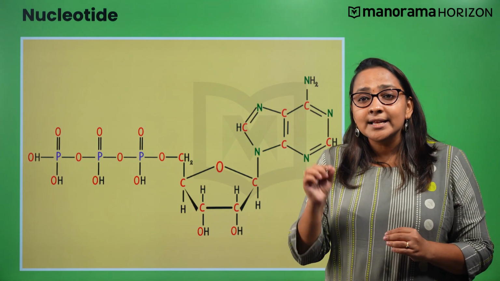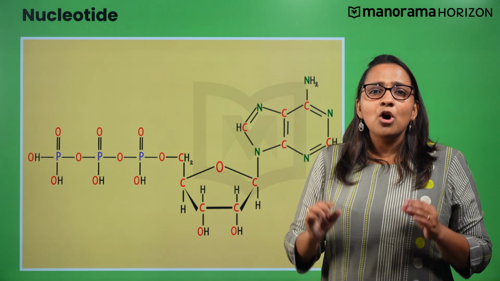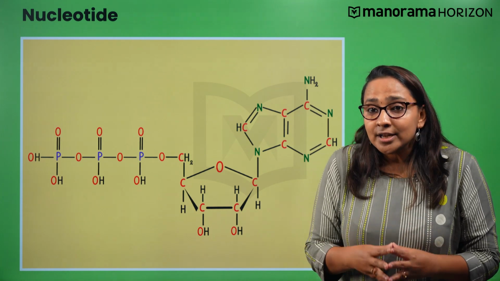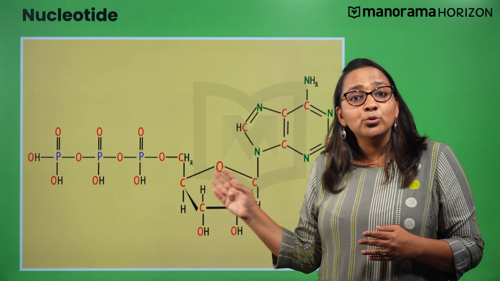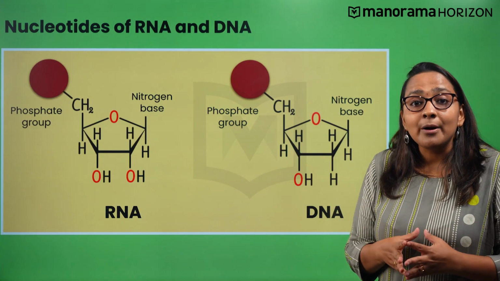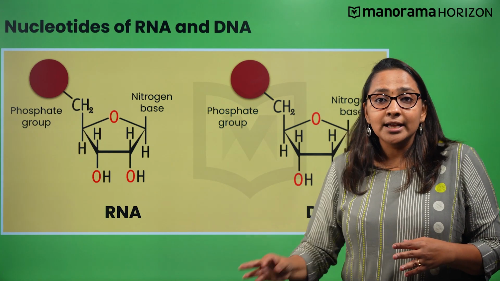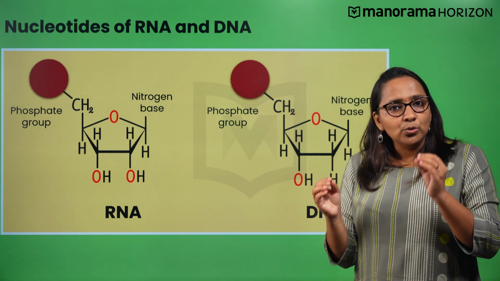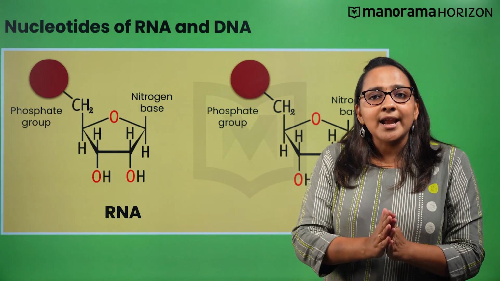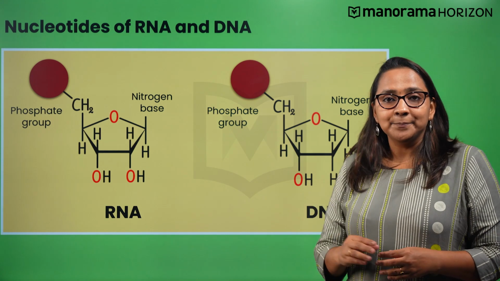When a nucleoside is linked to phosphoric acid at C5 position of the sugar moiety, then we will get a nucleotide. For instance, here you can see the nucleotide adenosine triphosphate. Thus, if you compare the nucleotides of DNA and RNA, you can see that there are 2 hydroxyl groups attached to the sugar of RNA, whereas only 1 hydroxyl group is present in DNA.